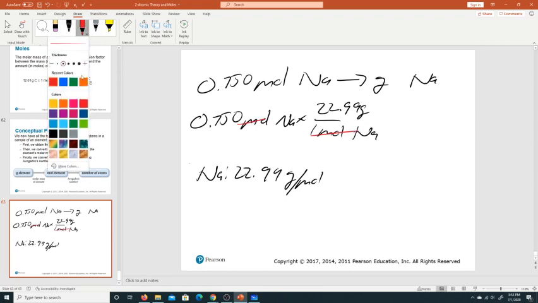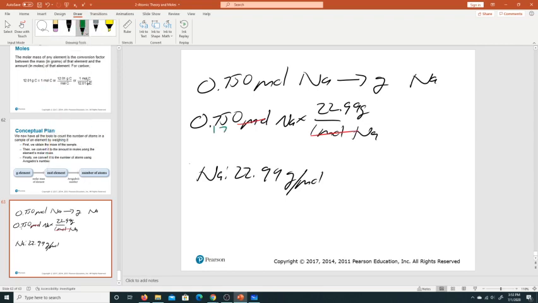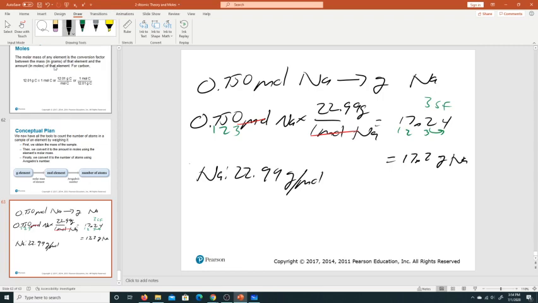Now how many sig figs this time? 1, 2, 3 sig figs. Therefore I want 3 sig figs on the answer as well. So 0.75 times 22.99 is equal to 17.24. That's too many sig figs. Check them. 1, 2, 3. Look to your right. That number is less than 5, so we get 17.2. 17.2 grams of Na. So that's how we go from moles back to grams.